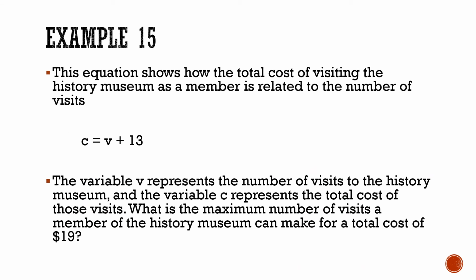Okay, looking at this in a word problem this time, it says this equation shows how the total cost of visiting the History Museum as a member is related to the number of visits. C equals V plus 13. The variable V represents the number of visits to the History Museum, and the variable C represents the total cost of those visits. What is the maximum number of visits a member of the History Museum can make for a total cost of $19? Pause your video and complete this problem.